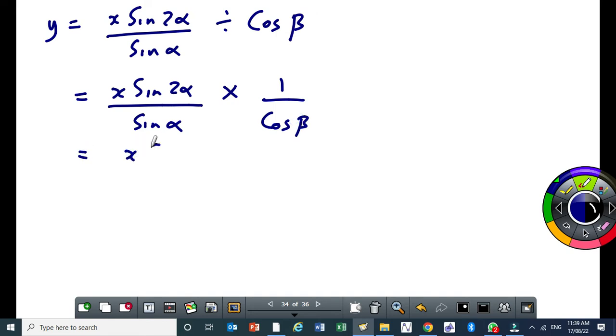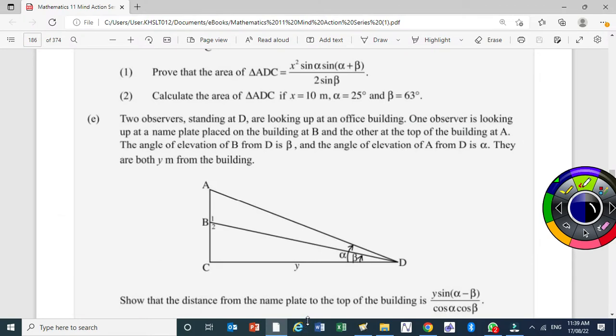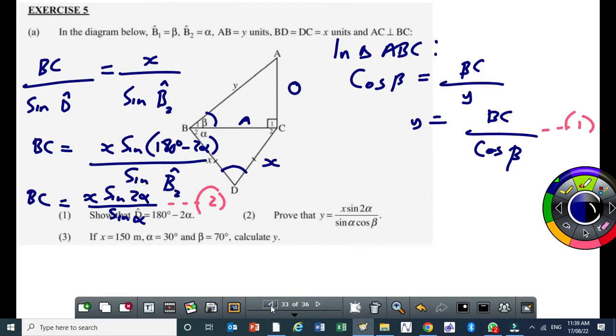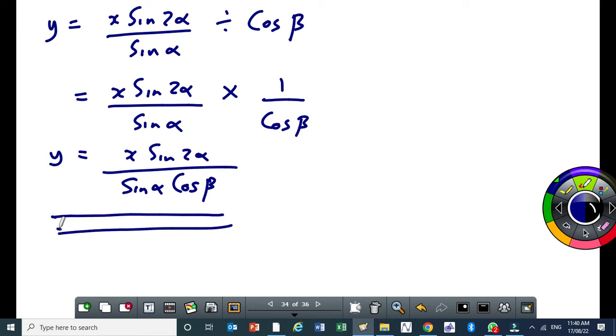And this will give you x sine 2 alpha all over, well, you can look at how it's written, start with sine alpha first, so this will be sine alpha cosine of beta. So that's what you should have done. It's very easy.